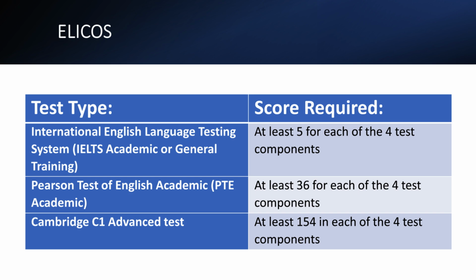So in order to be accepted into an English program in Australia, on my screen here, you can see that you will need to have at least a score of 5 for an IELTS test in each of the 4 test components. For the Pearson's test, or PTE, you'll need at least a score of 36 for each of the 4 test components. And for the Cambridge C1 Advanced test, you'll need at least 154 points in each of the 4 test components. So what are the 4 test components? They include listening, reading, speaking, and writing.